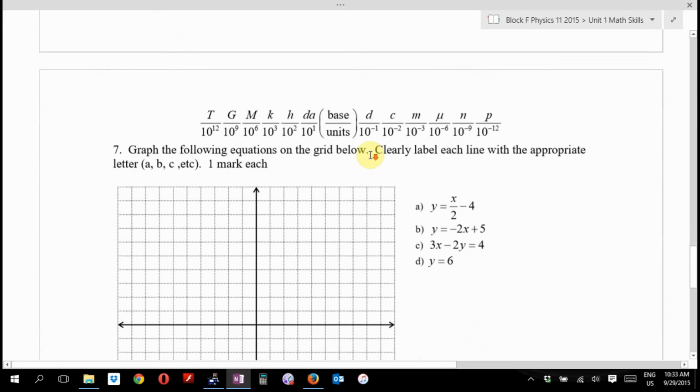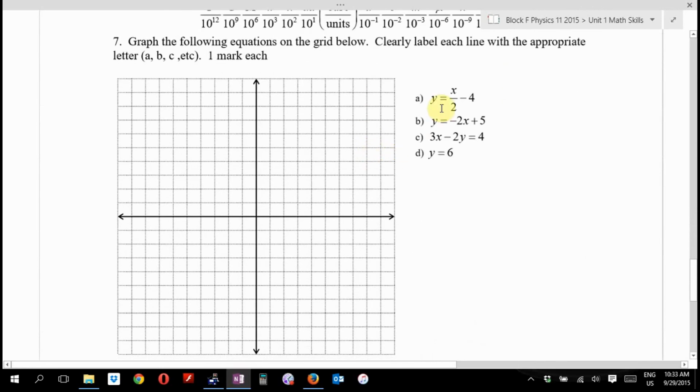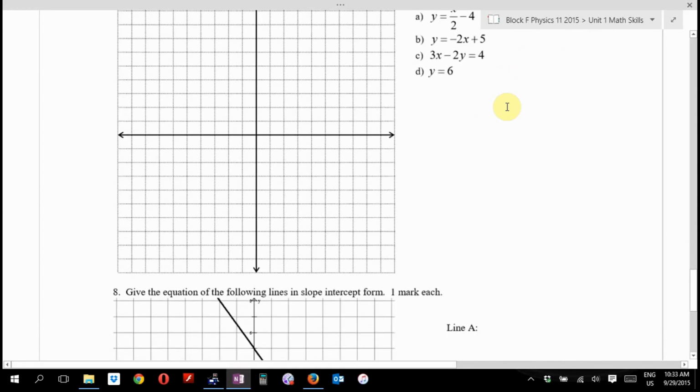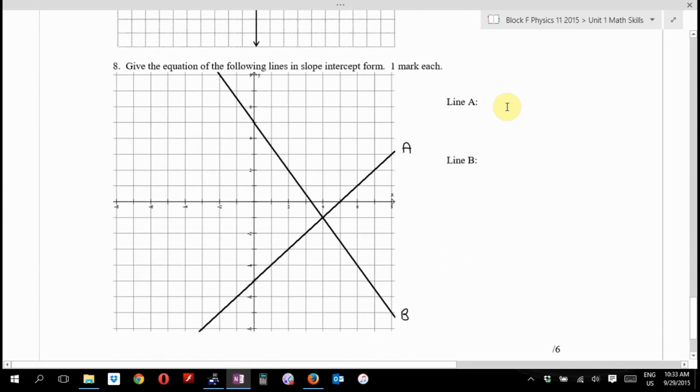Okay? Then, number 7, can you graph those 4 lines? When you graph them, can you please label each line? So whatever is line A, put a little letter A next to it so we know. Whatever is line B, put a little B next to it so we know. How do I know all of these are lines? Because I don't see any exponents. Almost done. I don't see any exponents or weird stuff. Then, number 8, give me the equations of those 2 lines in slope-intercept form. This is almost your whole test.